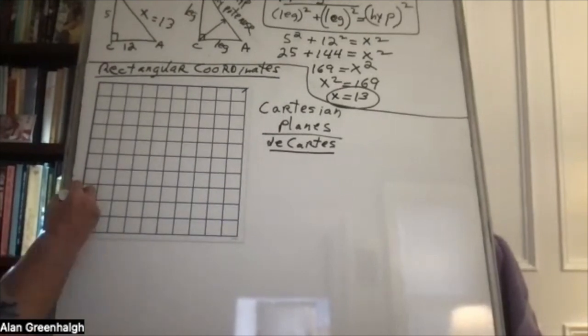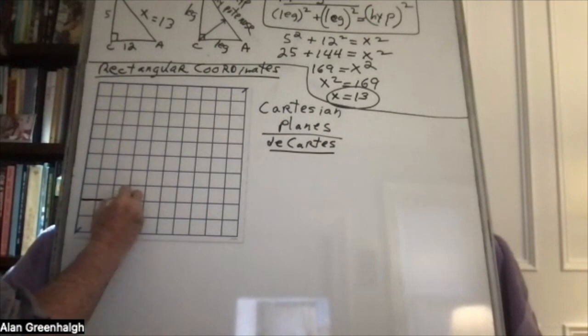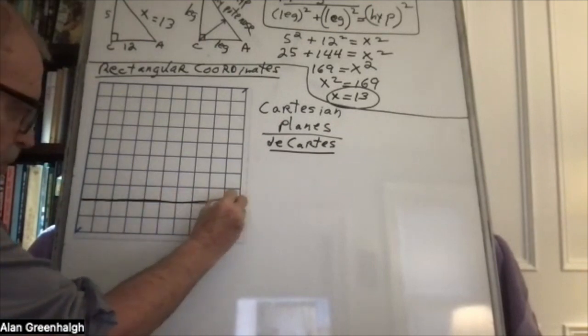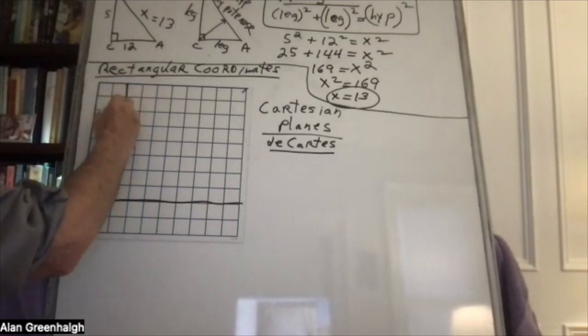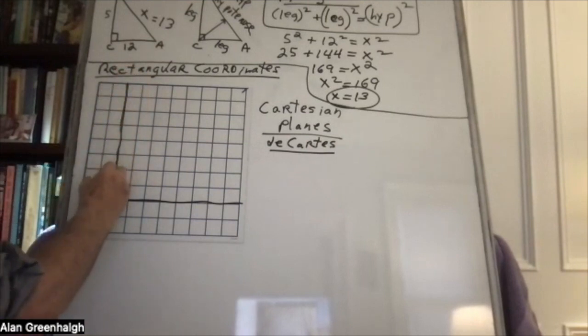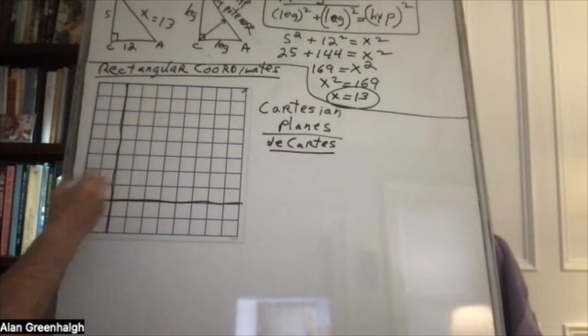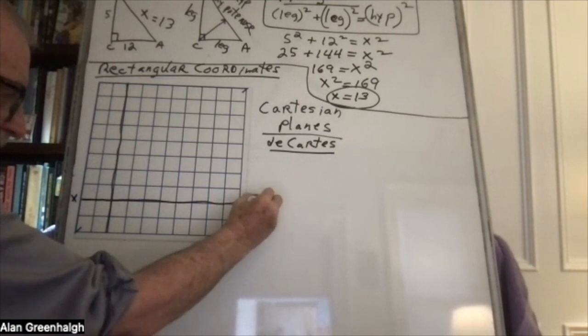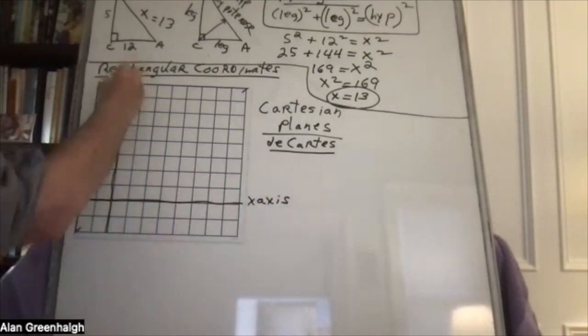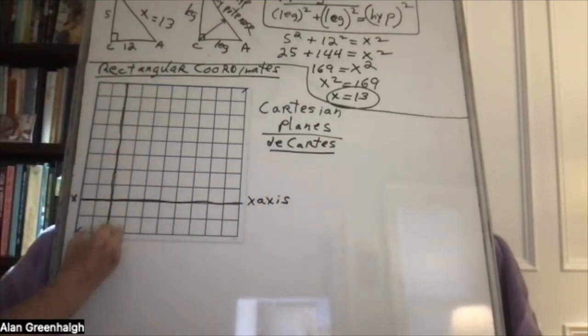This is what he came up with. He said, let's take the plane and draw two straight lines. You don't need graph paper because you're going to be sketching it. That's okay in the future. Here's the horizontal line, we're calling this the X-axis. We're calling the vertical line the Y-axis.